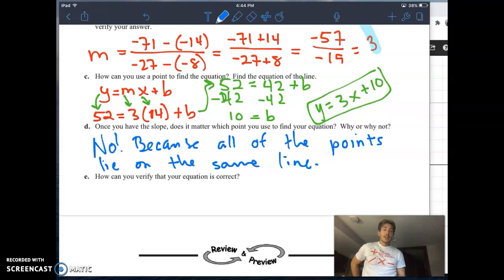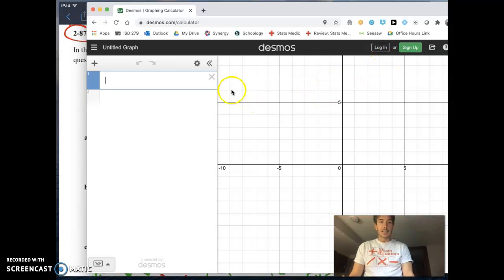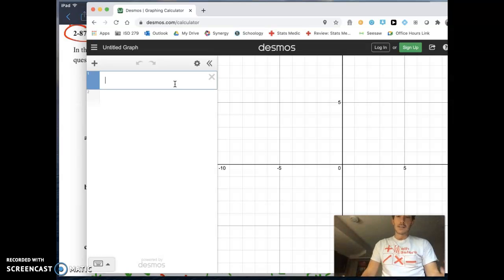Now, part E is, I think, in this particular case, the cool part. If you notice over here, I've got a Desmos window set up, and I think Desmos is going to really do some cool things for us here and shed some light on what we're doing. Check this out. If you've never used Desmos before, go to Desmos.com and click Start Graphing. It's really a pretty nifty thing.